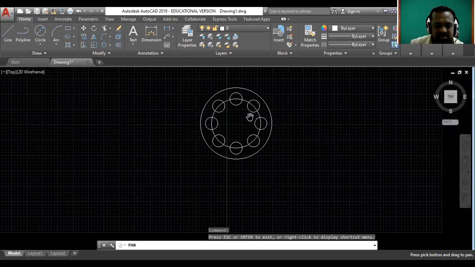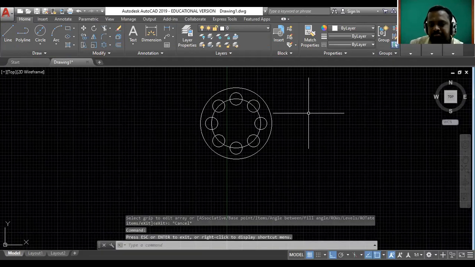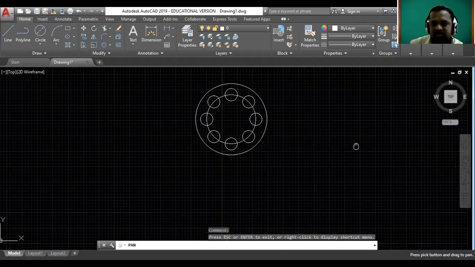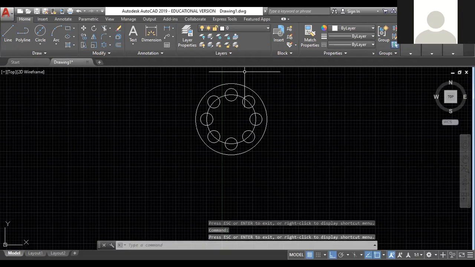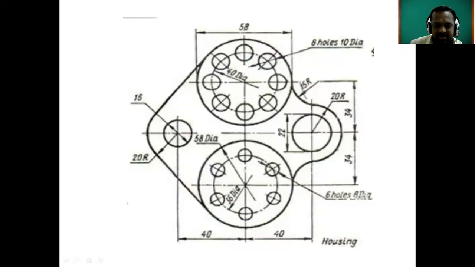So understood how to draw this? Yes, understood how I have drawn this? Yes or no? Yes, sir. Okay. Then check the given. Means here this part is completed. This part number one is complete.